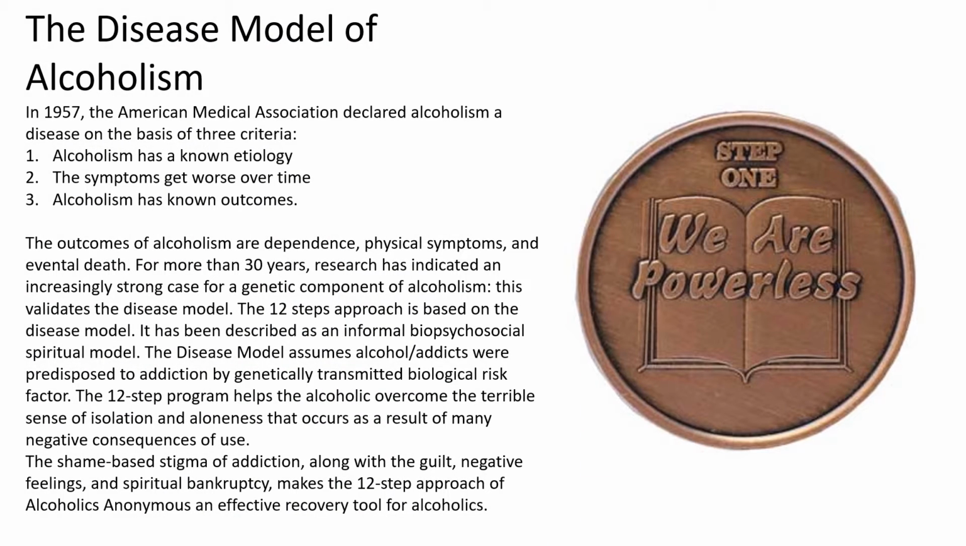The disease model of alcoholism. In 1957, the American Medical Association declared alcoholism a disease on the basis of 3 criteria. 1. Alcoholism has a known etiology. 2. The symptoms get worse over time. And 3. Alcoholism has known outcomes. The outcomes of alcoholism are dependence, physical symptoms, and eventually death.